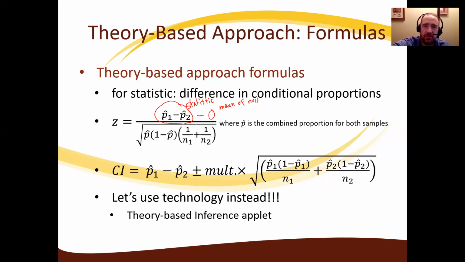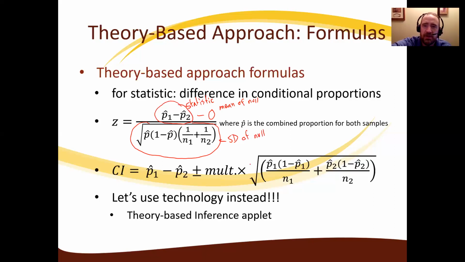So we usually don't even write it. That's why it wasn't there, minus zero. But this is the same numerator for the standardized statistic as we saw before, our statistic minus the mean of the null. And then the denominator is just kind of a scarier looking formula for the same idea. This is the standard deviation of the null distribution.